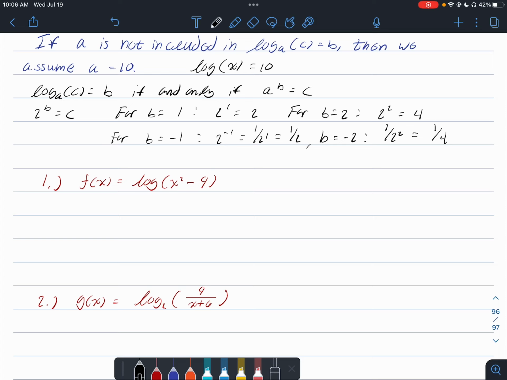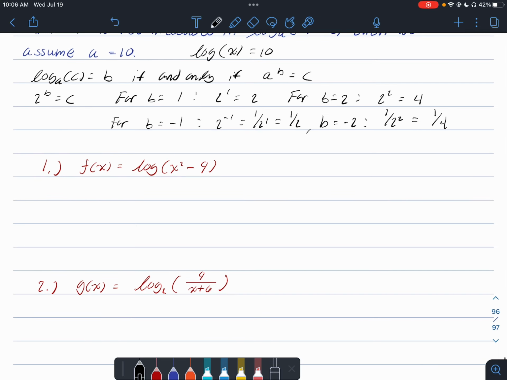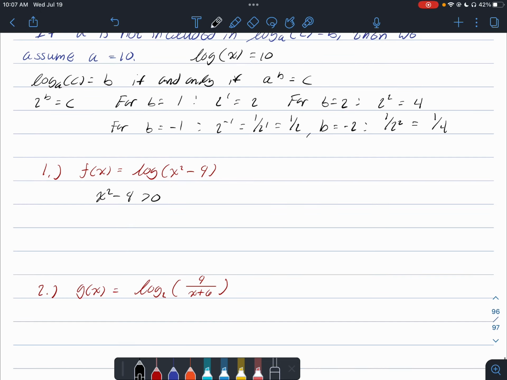for log functions. So here we have f of x is equal to log of x squared minus 9. Okay, let's go ahead and see what the domain would be for this function. So we need x squared minus 9 to be greater than 0. And again, this is because c has to be greater than 0 for a log function.